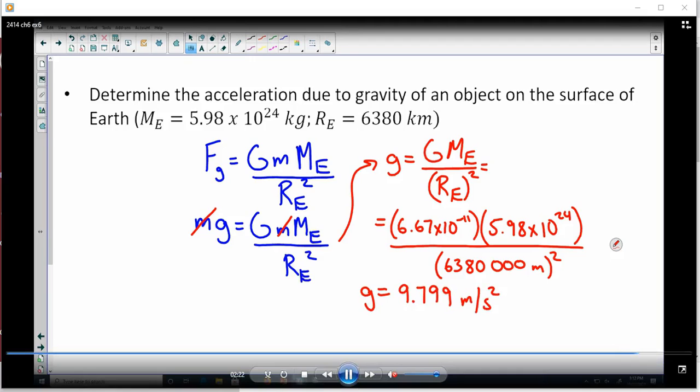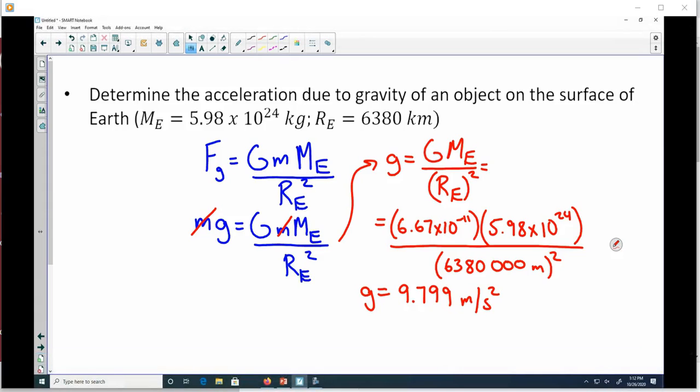This should not be a surprising result considering we've been using 9.8 meters per second squared all semester. But now you know where that number comes from. And now you can determine that number for every other planet in the solar system.